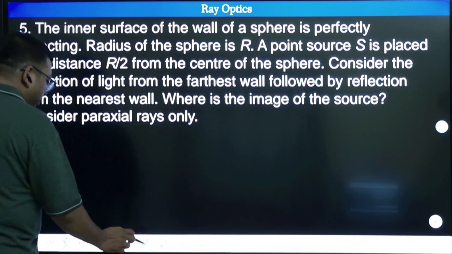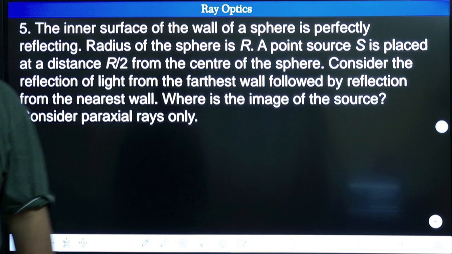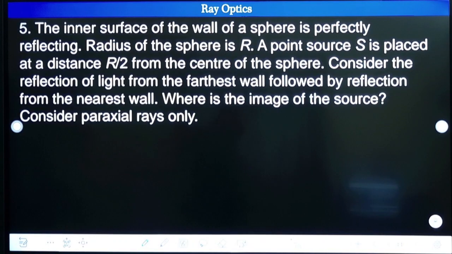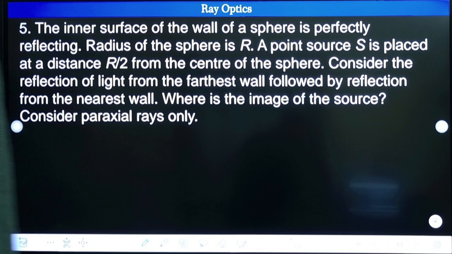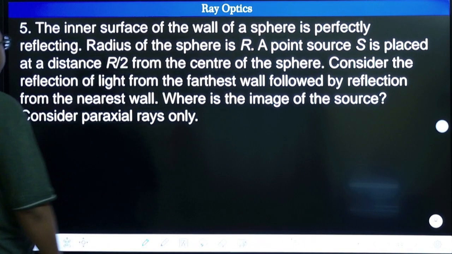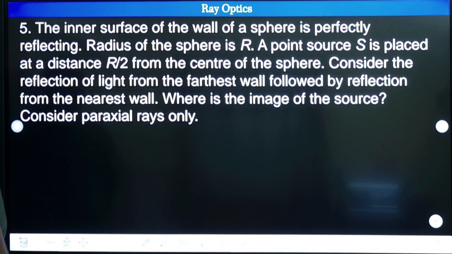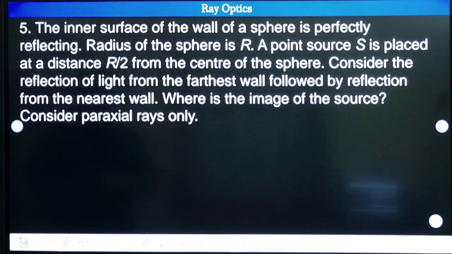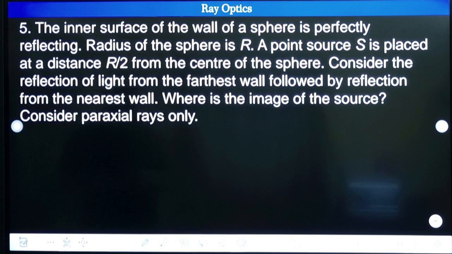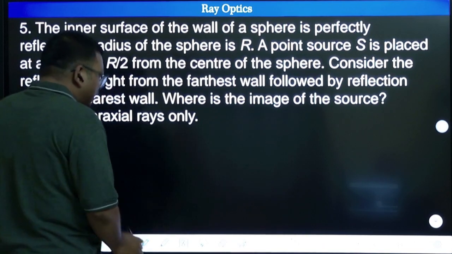Next, let us try question number 5. The inner surface of the wall of a sphere is perfectly reflecting. Radius of the sphere is r. A point source S is placed at a distance r by 2 from the center of the sphere. Consider the reflection of light from the farthest wall followed by reflection from the nearest wall. Where is the image of the source? Consider axial rays only. They have clearly given that.